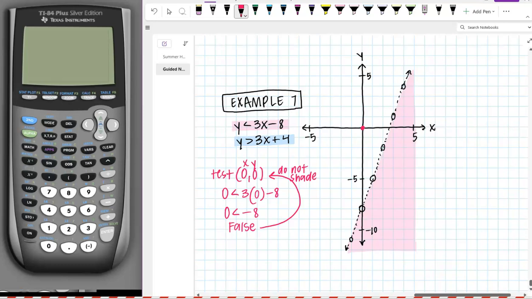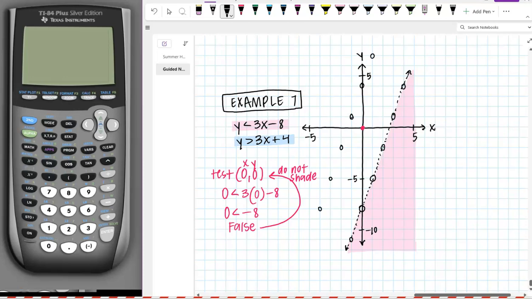If we're not going to shade 0, 0, that means we have to shade on the other side of the line. Now move on to the blue line. It has a y-intercept of 4 and a slope of 3 as well. So I'm going to go up 3, right 1. I can also repeat that same pattern in the other direction by going down 3, left 1.